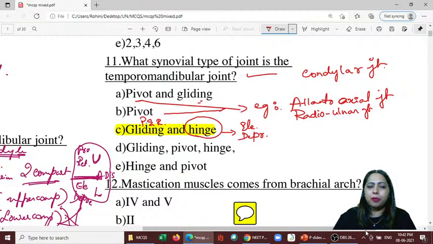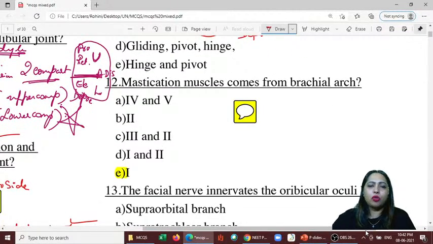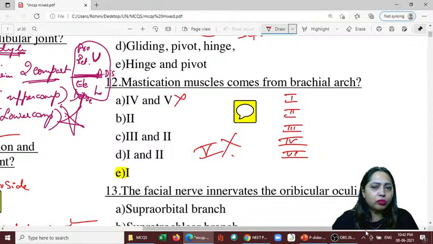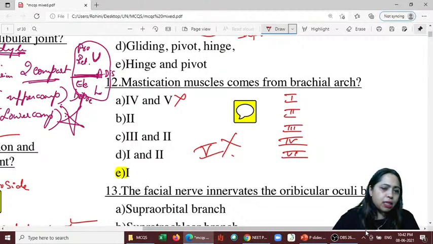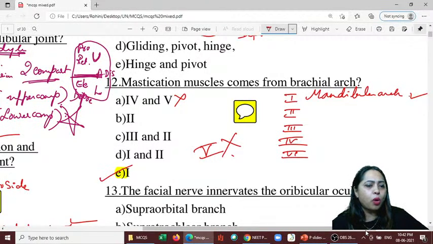Next one, masticatory muscles come from which branchial arch? Now we have so many arches. Arch 1, 2, 3, 4. We don't have the fifth one, so we have the sixth one. Which is missing? Fifth is not there. Okay, so this is wrong, first of all. So there is the first arch, which is also known as the mandibular arch. So the muscles of mastication. Sorry, the answer is the first arch. The answer is 12E.